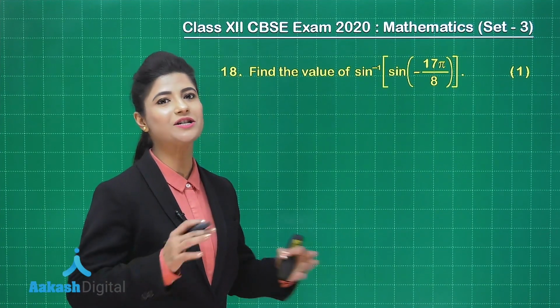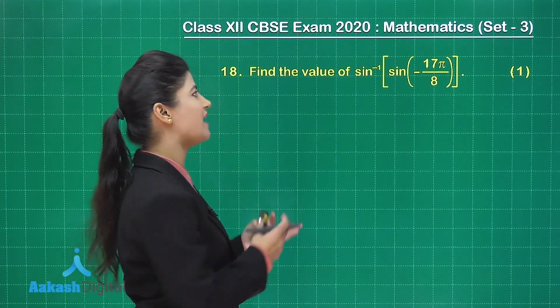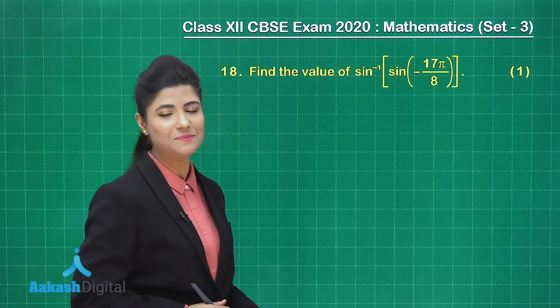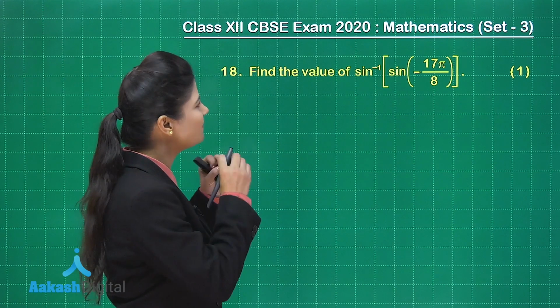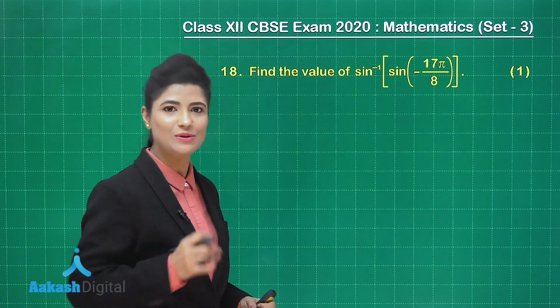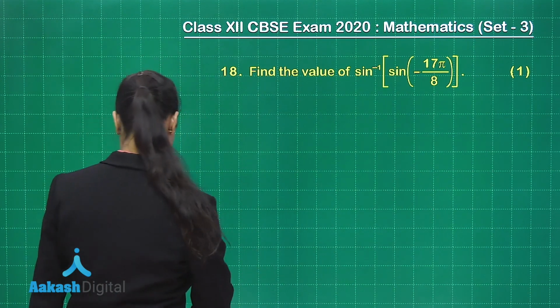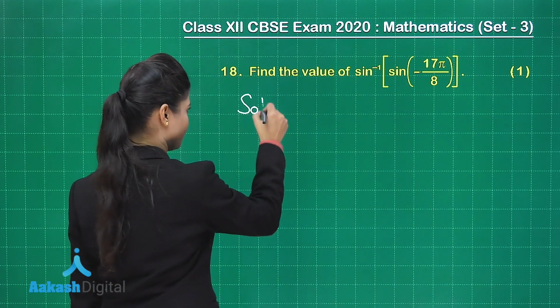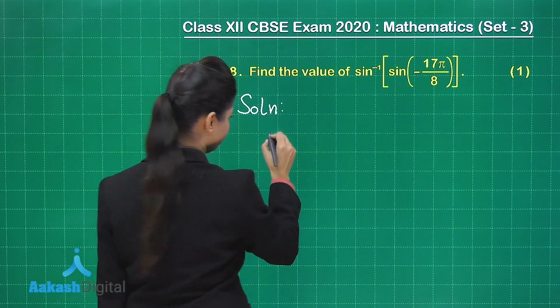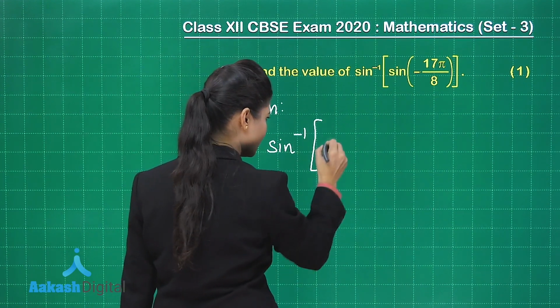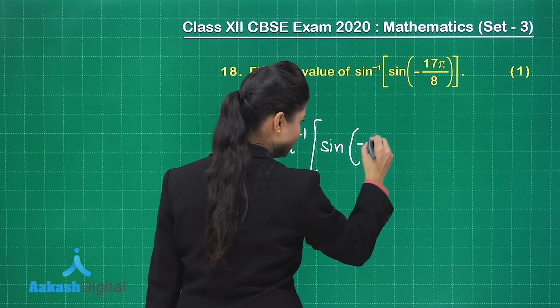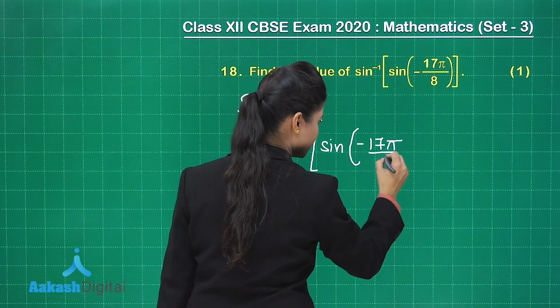Now let's take up question number 18. It states that find the value of sine inverse sine of minus 17 pi by 8. So this is also a 1 marker question. And it's a very interesting question from the chapter of inverse trigonometric function. So very first, I write here, give an expression sine inverse sine of minus 17 pi by 8.